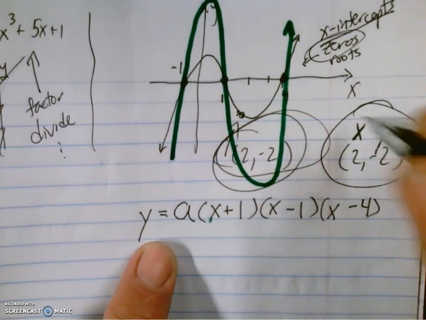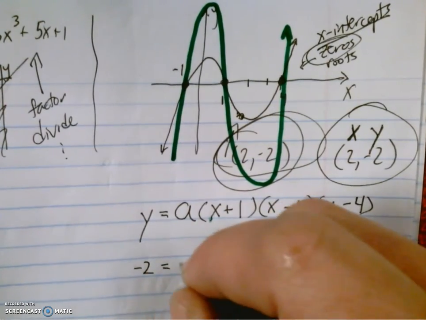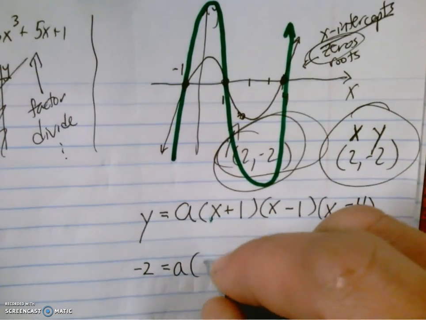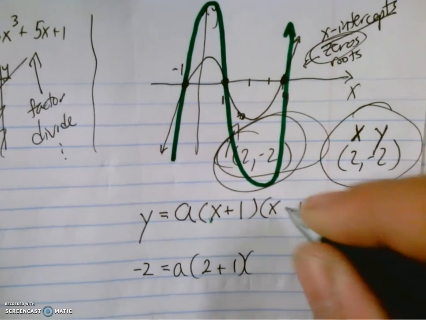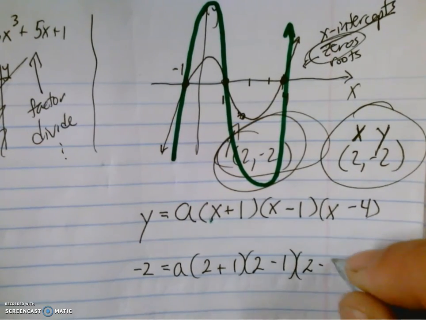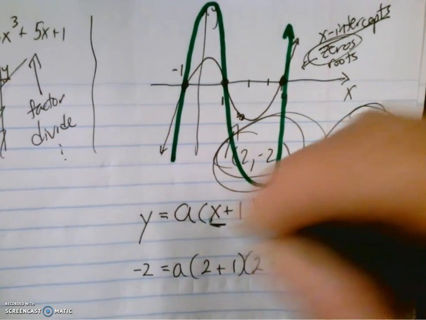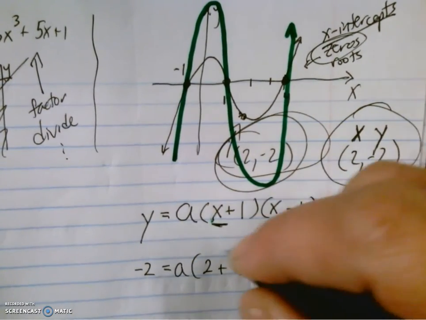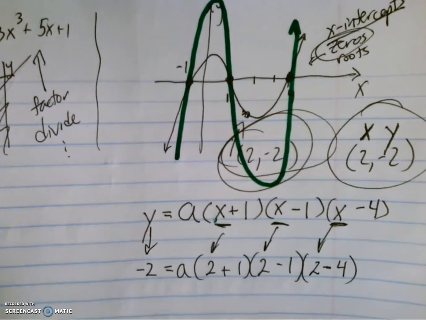So let's plug these in. I'm going to plug in -2 for y and 2 for x. The x happens 3 times, and I plug in 2 every time. So replace this one with 2, replace that one with 2, replace that one with 2. And the y got replaced with -2.